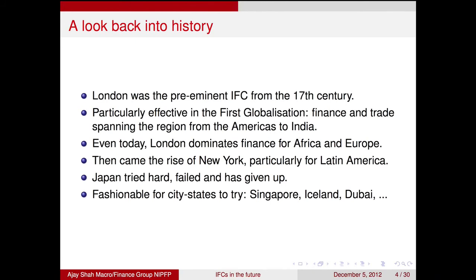And even today, London is the preeminent financial center for financial activities in Africa and Europe. After that came the rise of New York, and New York dominates, particularly when it comes to Latin America. Japan tried hard for Tokyo to build out a financial system that would serve the world economy, and I think it's fair to say that by now this is a failure, and there is not even a great attempt for Japan and Tokyo to come up as international financial centers. And finally, in recent decades, this has become something fashionable for being done at the level of a city state. A prominent success story is Singapore. Less exciting is what we have seen in Iceland or Dubai.